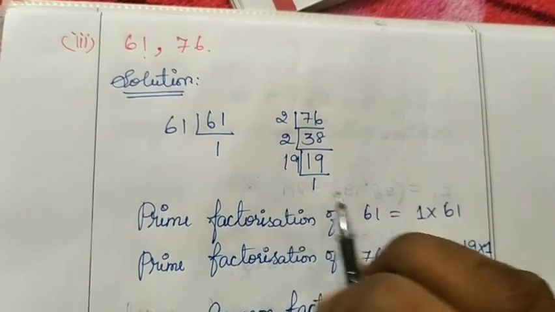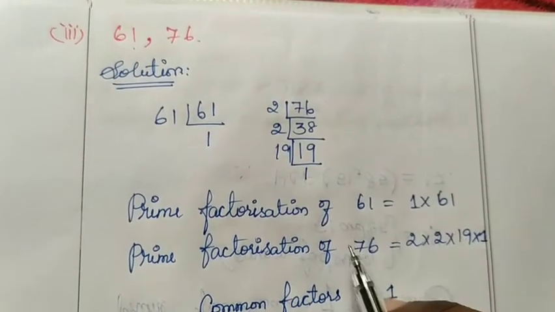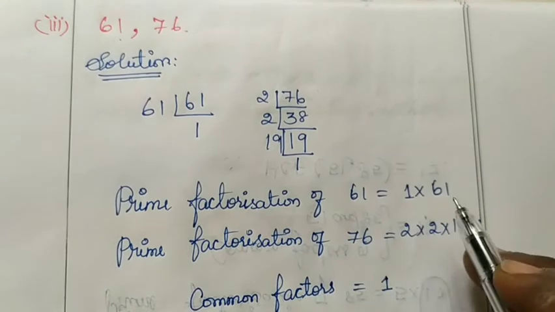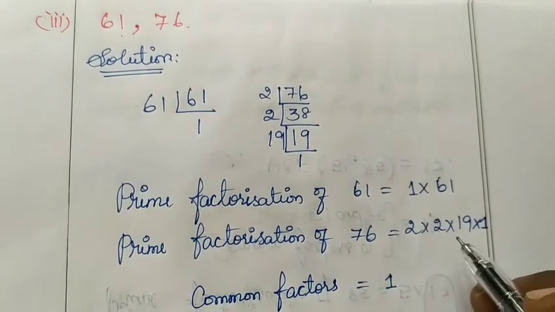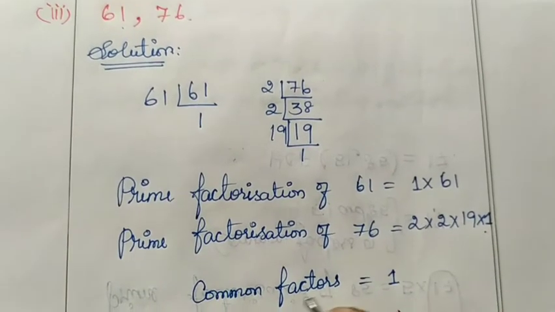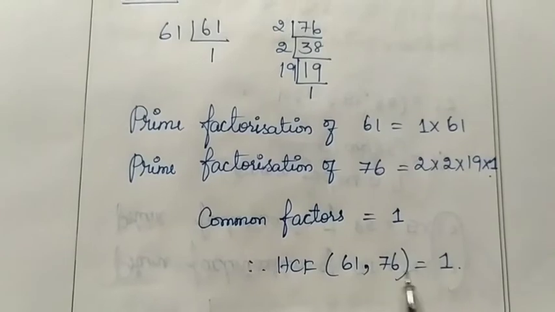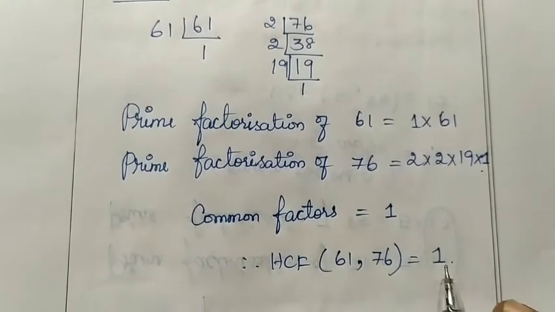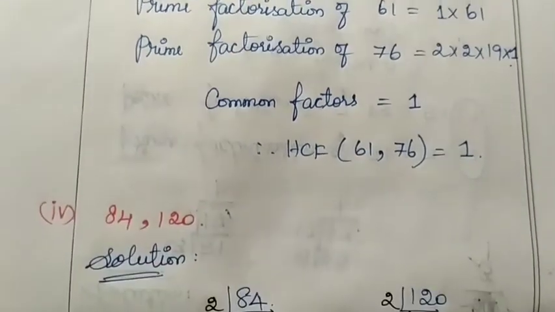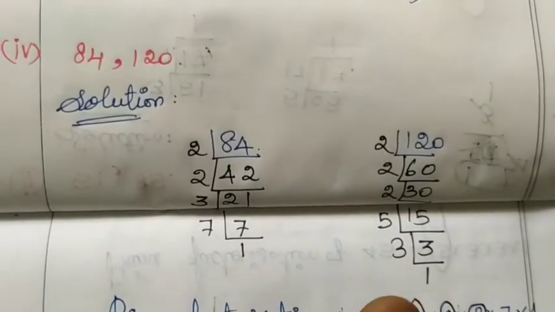So take and write the factors. The factors of 61 are 1 and 61, and the factors of 76 are given. So what is the common number here? 1. So 1 is the common factor of both numbers. Therefore the HCF of these numbers is 1. So can you understand? Yes, go to the next one, 84 comma 120, as usual the same.